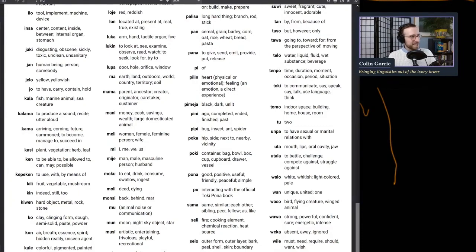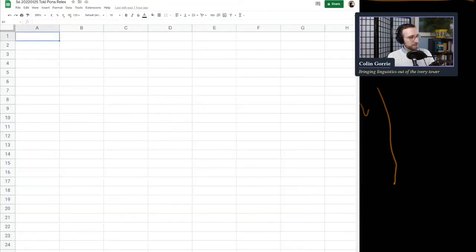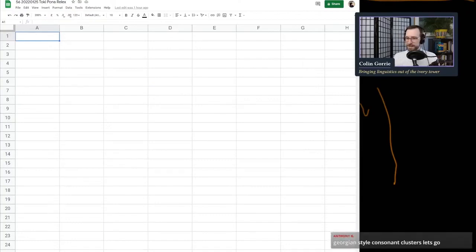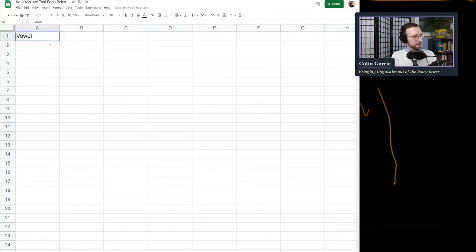So let's get started. We'll start with the phonology. So let's get some of these ideas onto paper. If only it will stop doing that. So we start out with, let's talk vowels. I think I want schwa in here. And the question is, how far can we go with this?